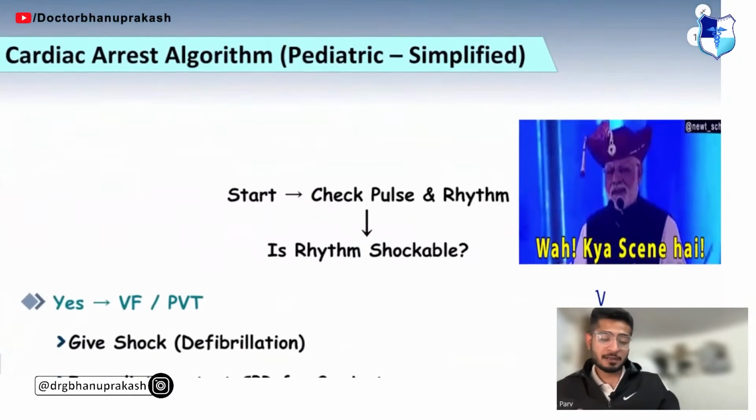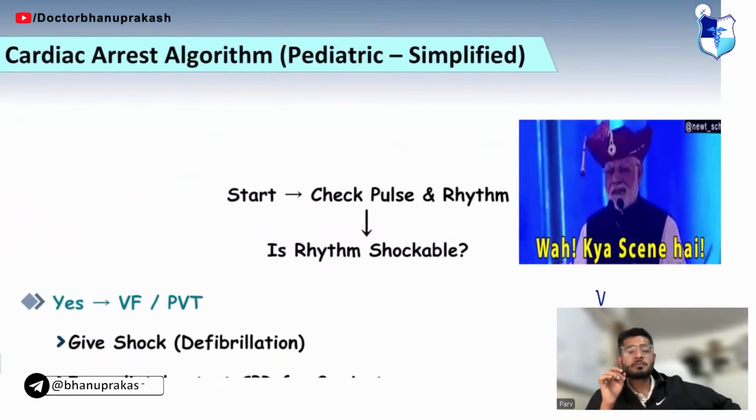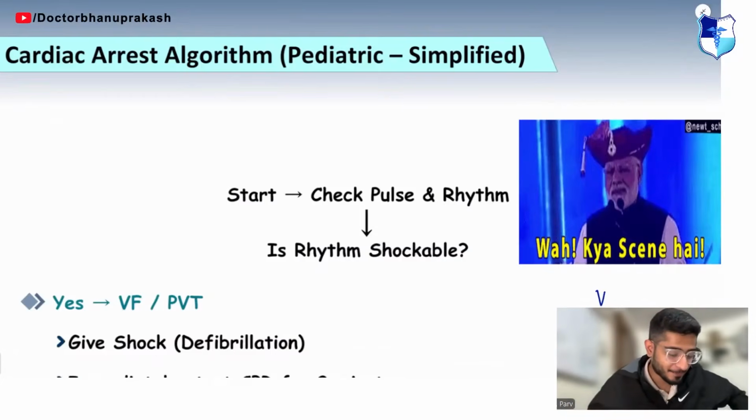Coming on to the cardiac arrest algorithm, I know that I have seen the cardiac arrest algorithm is a weakness of a lot of my FMG graduates, but don't worry, I am here, I will do everything for you, okay?